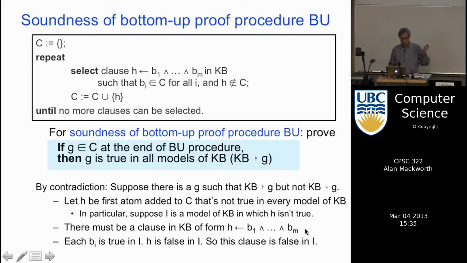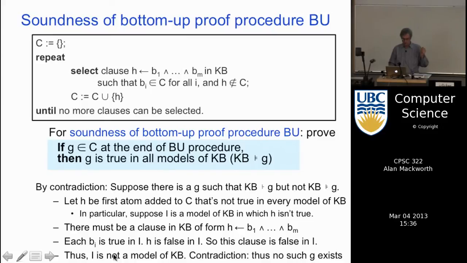These are all true. This clause is now false. Right? False if true is a false clause. Remember that from your implication. So this clause is false in I, right? But I is a model of the knowledge base, right?